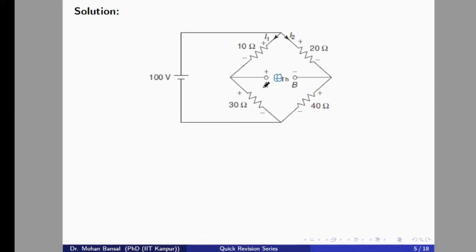And this is the open circuit, and consider A and B, we will find out the voltage VTH across this terminal. Across these two terminals, we'll compute first. Then we'll compute the RTH also. So let's first see what is VTH in this case.